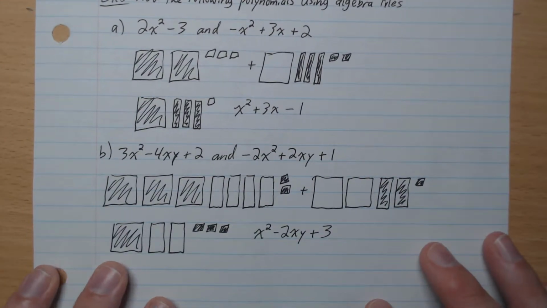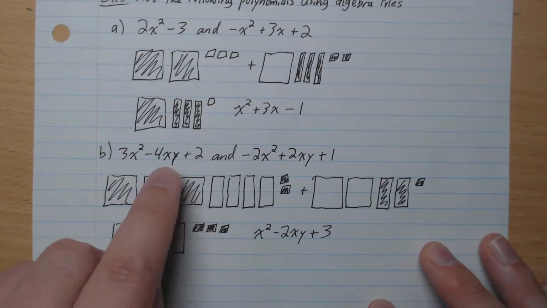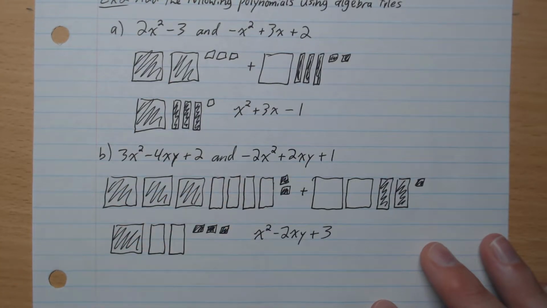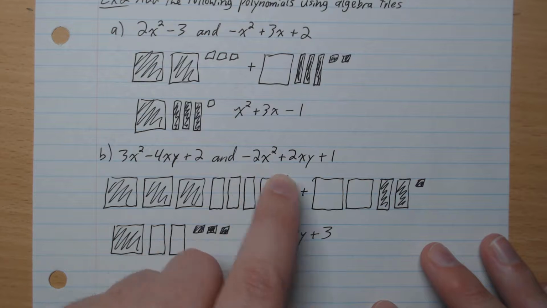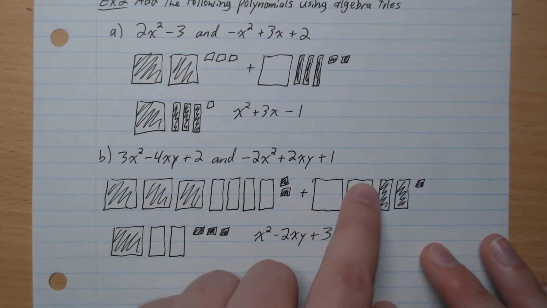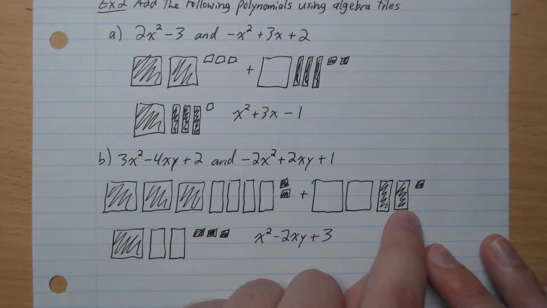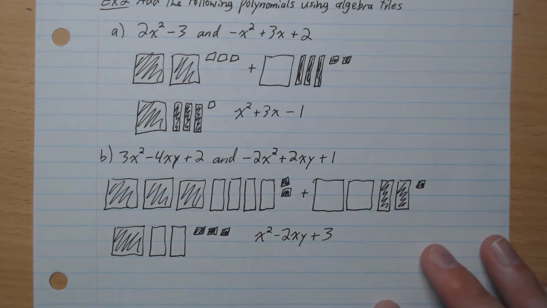Okay, B, let's do another one. 3x squared, 1, 2, 3, minus 4xy, 1, 2, 3, 4, plus 2, 1, 2, like that. Negative 2x squared, 1, 2. Notice that it's not colored in because it's negative, right? 2xy, 1, 2, plus 1 as such.